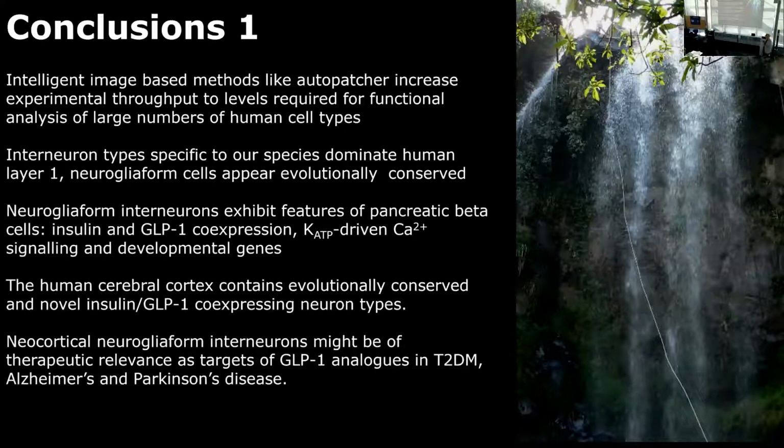So I showed you that artificial intelligence-based approaches can boost human recording throughput. Out of layer 1 interneurons, there are some evolutionarily conserved and novel cell types. And neurogliaform cells express insulin and GLP-1 receptors, and could serve as therapeutic targets for suppressing obesity in the long run. Now, I still have a couple of minutes left from the first part of my talk, so let me use that to introduce the last bits of my presentation.